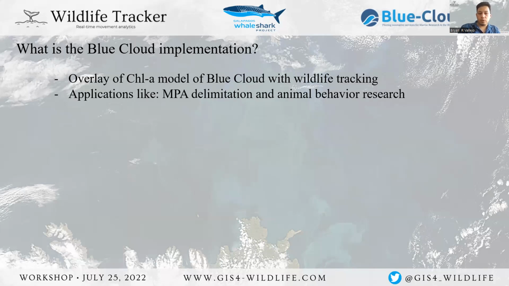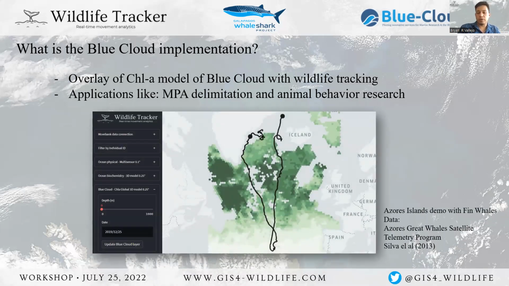So in general, what we do with this dataset is to overlay it with wildlife tracking data, and we use it for different usages. Most of the usage is to understand the animal behavior or to support the marine protected area delimitation. This example is showing the same month that these fin whales are arriving to the north. I imagine it's July. So as you can see in the Azores Islands, there is not high concentration, but it is always increasing when it goes to the north, basically to cold water.